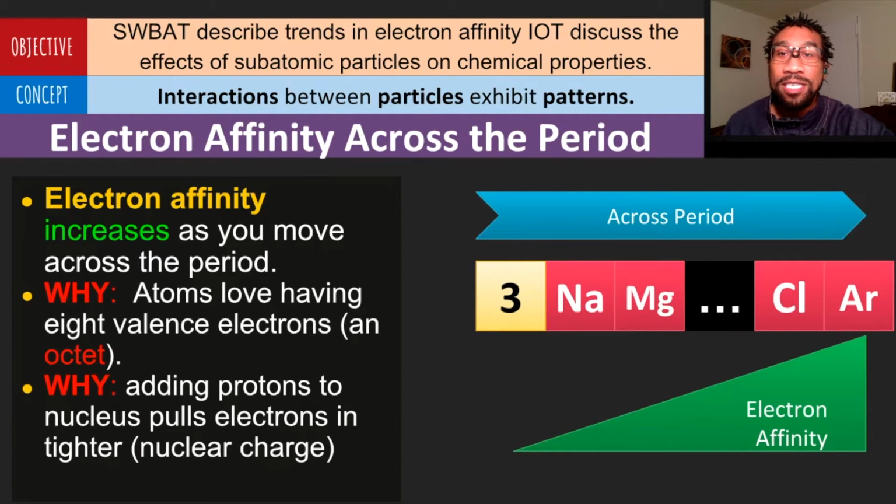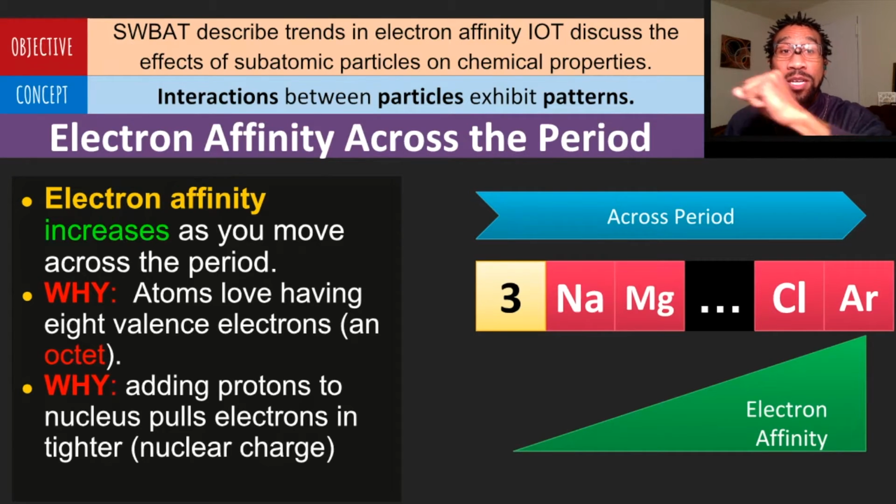So now let's look into the actual trend. Okay, so electron affinity across the period. That's what we're going to look at first. Okay, so electron affinity increases as you move across the period. And why? It's because atoms love having eight valence electrons.